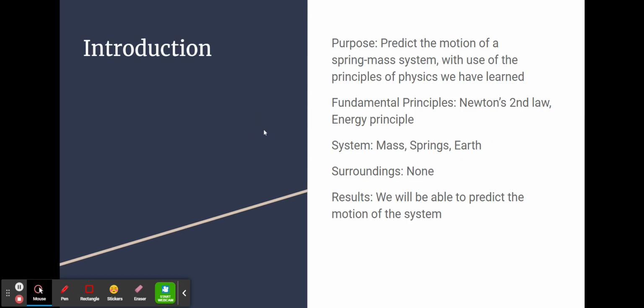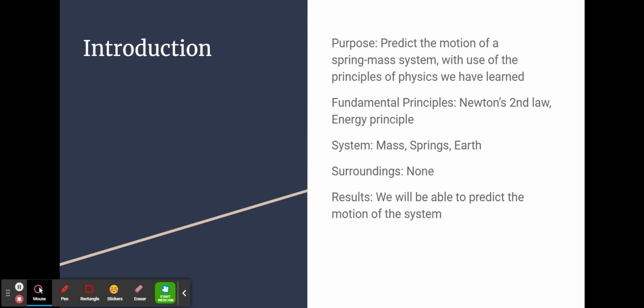So to introduce this lab, the purpose of it was to predict the motion of a spring mass system. Our specific one had a mass in the middle and two springs on either side. With the use of the physics principles we have learned, we must demonstrate this motion to a point where we can predict it. The fundamental principles that we'll be using are Newton's second law and the energy principle.